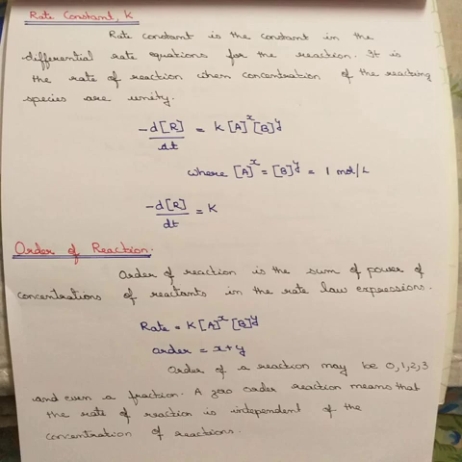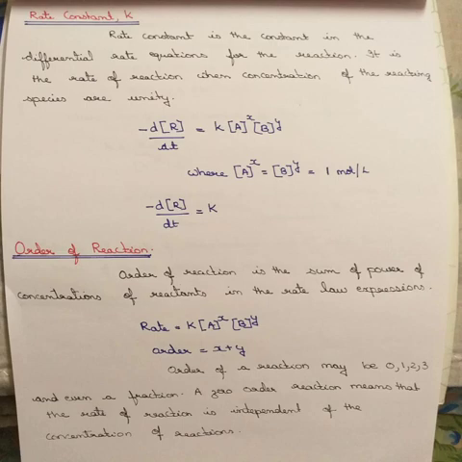Now, we can define the rate constant k. If the molar concentrations of reactants A and B are unity, then the differential rate equation gives minus d[R]/dt equal to the rate constant. So, we can define the rate constant k as the rate of reaction when the concentration of the reactant species is unity. Now, we can move to the next topic, order of a reaction.